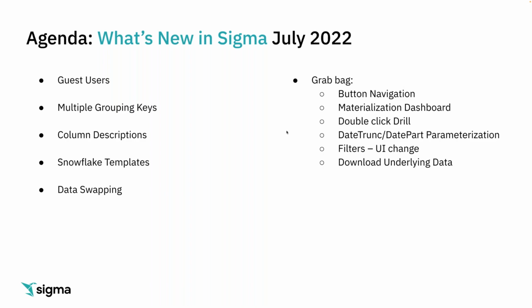So we have quite a full agenda today. We're going to go over guest users, multiple grouping keys, column descriptions, Snowflake templates, data swapping, and then a whole grab bag of features. There's even some features which are new to the product in the last couple of months, which I'm not even covering here, and you can see in the release notes. And I believe I'm going to give a demo of every single thing that we see up here on the screen. So this is going to be a very interactive session.